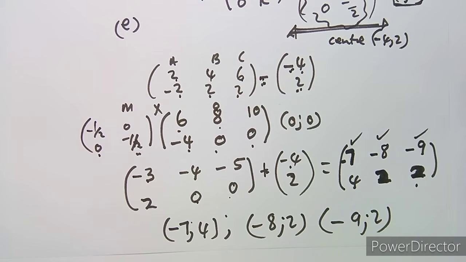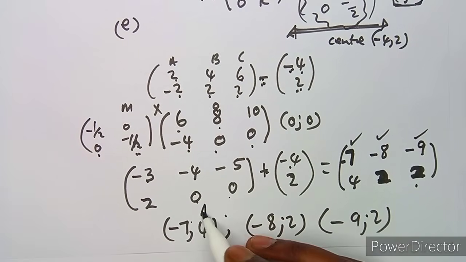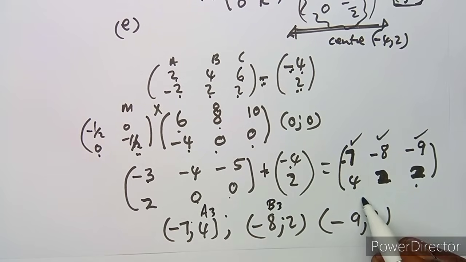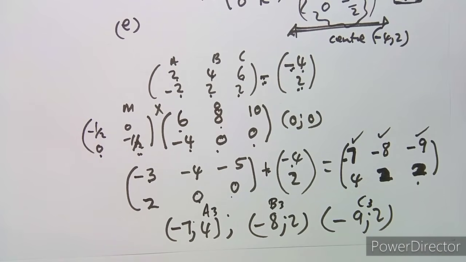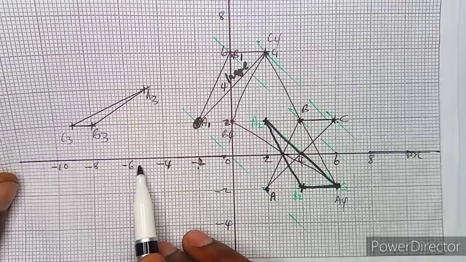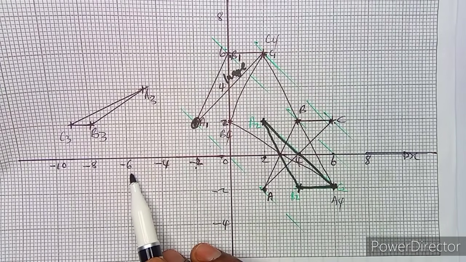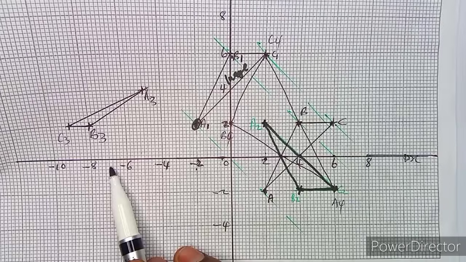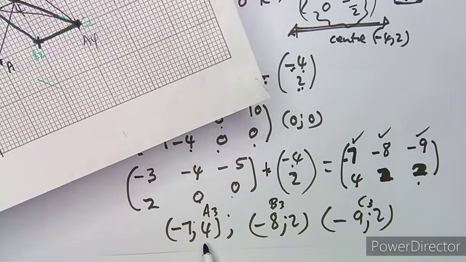That's our A3. Let me cross check here. Where are we now? We are now at A3, B3. So this is our A3, B3, and C3. Now according to this graph that we have, minus 7 and 4 is going to be here, minus 7 in between minus 6 and minus 8. So minus 7 is supposed to be in between, guys. All right, minus 7 and 4.